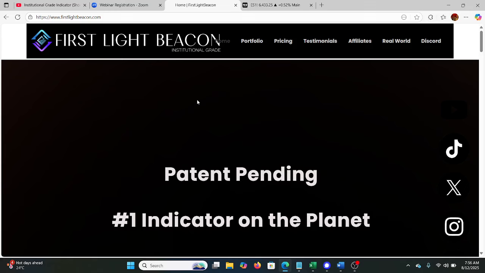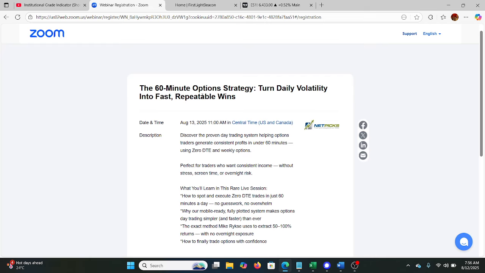So today I'm going to be talking a little bit about First Light Beacon, which is an institutional grade indicator system for TradingView. It's definitely completely different from anything else you've ever seen in terms of indicator systems for various different reasons.